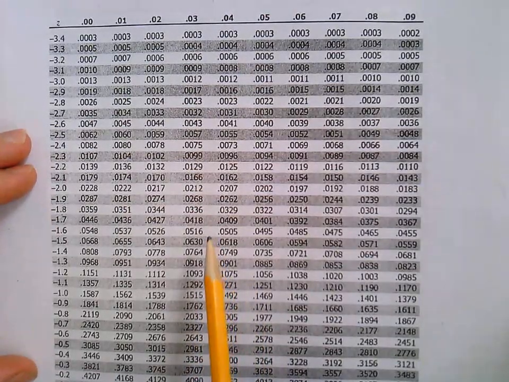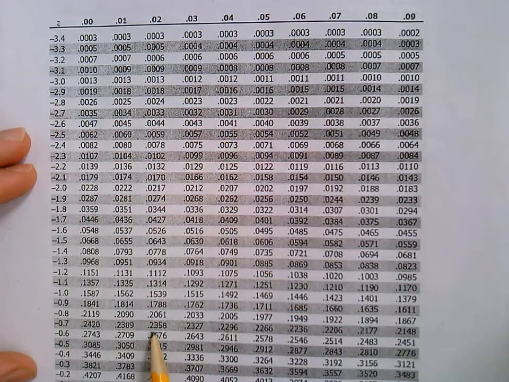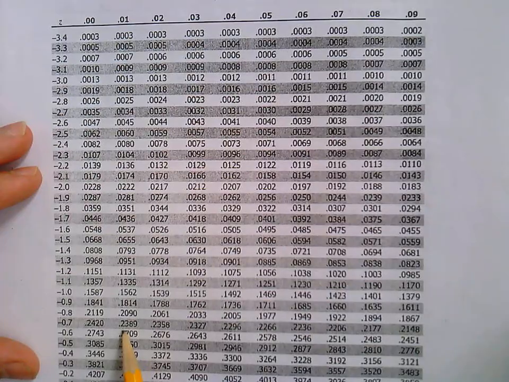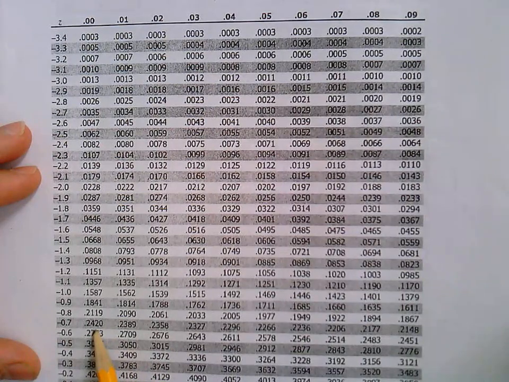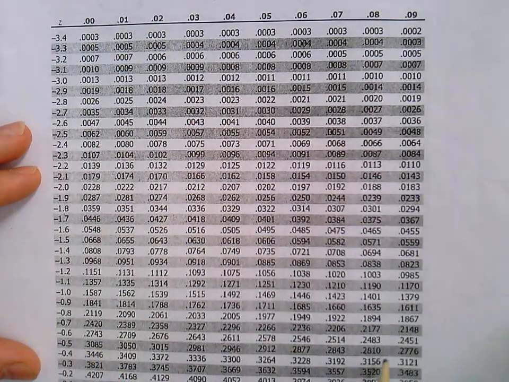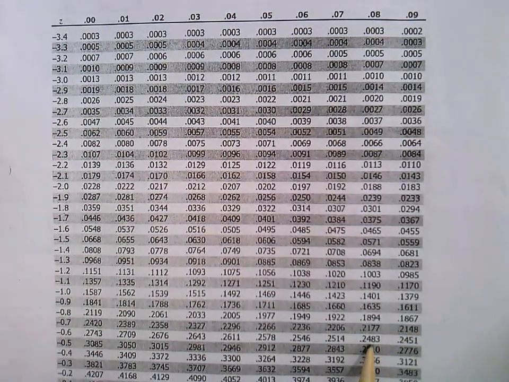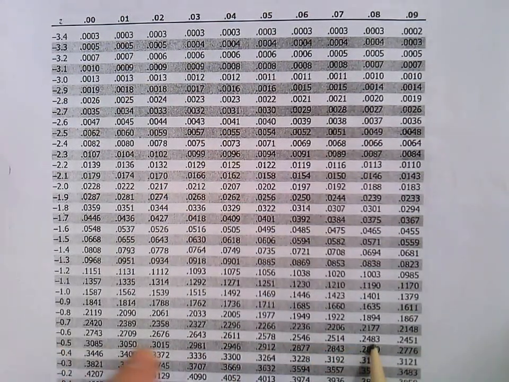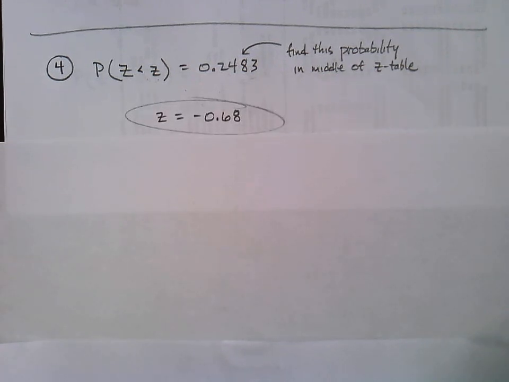So I got to start looking for it. I didn't find it. 0.24, here's the 0.2s, 0.24. There it is. 0.2483, way down in the corner here. Okay, what z-score is that? Negative 0.68. And there you go. Z equals negative 0.68. Working backwards.